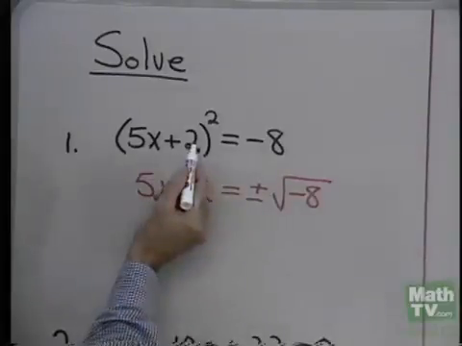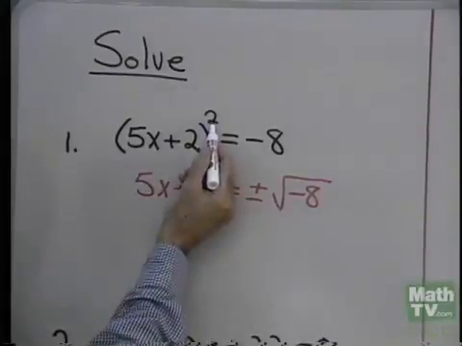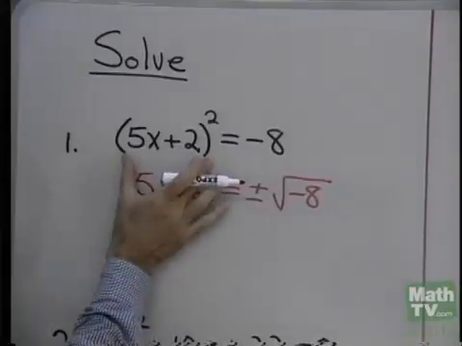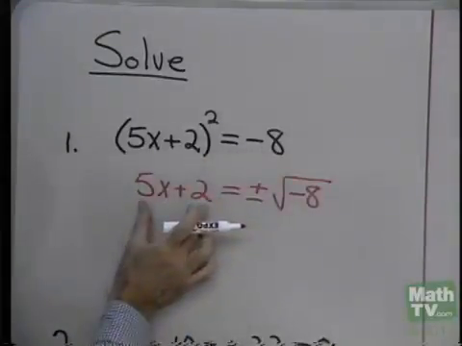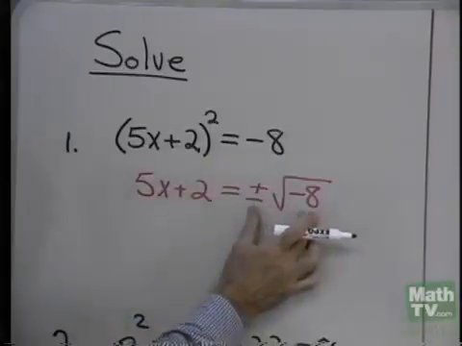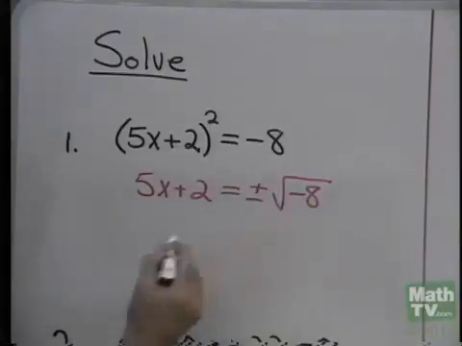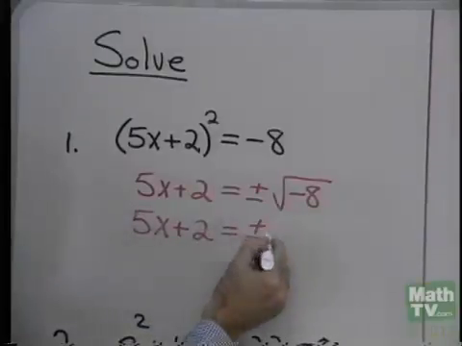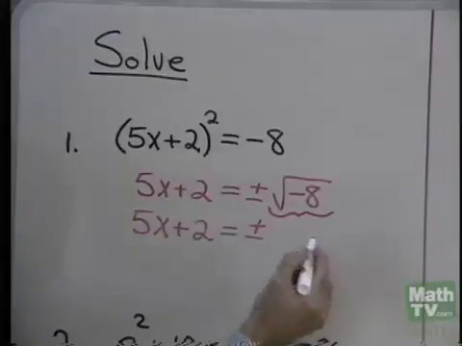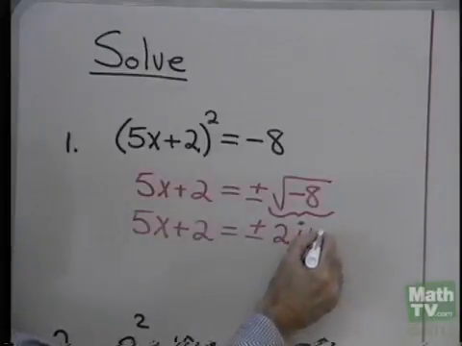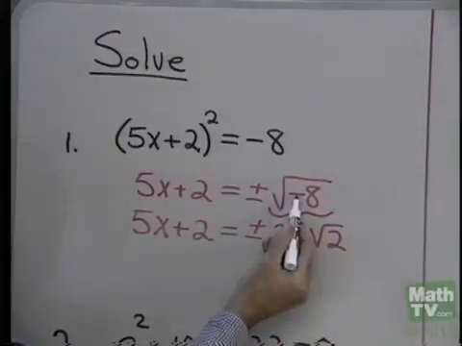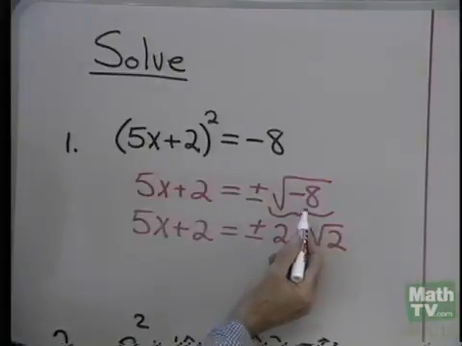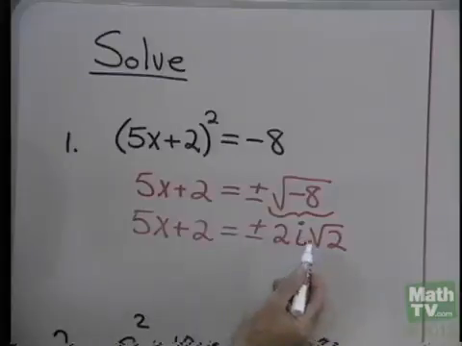So we go from this expression down to this expression, and that gets rid of the square on the 5x + 2. So if (5x + 2) quantity squared is negative 8, then 5x + 2 itself is either the positive or negative square root of negative 8. Now we'll simplify this. 5x + 2 is equal to plus or minus, and when I simplify this expression, I get 2i square root 2. The negative sign under the radical gives me an i outside, and 8 is 4 times 2. The square root of 4 is 2, so I have 2i square root 2.